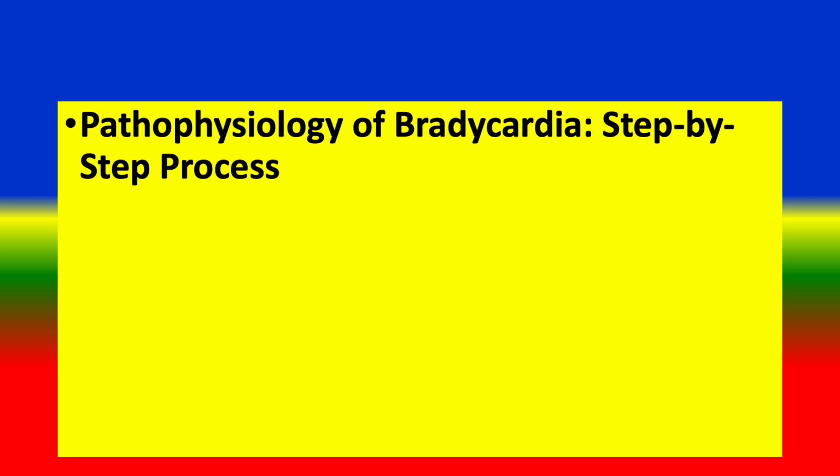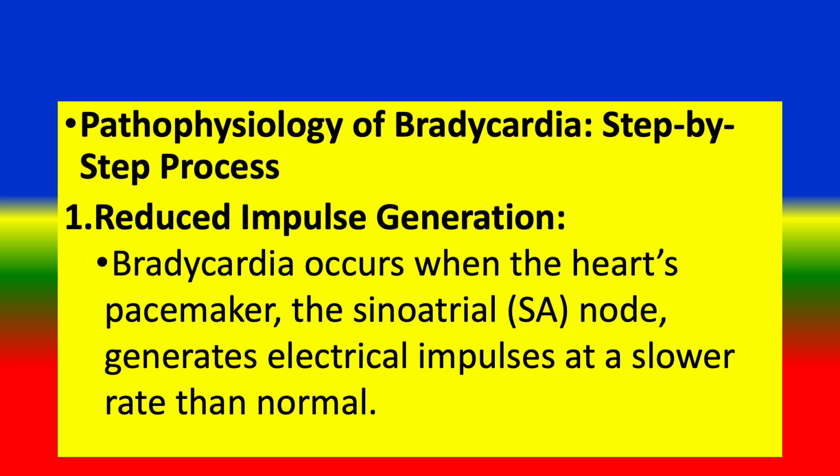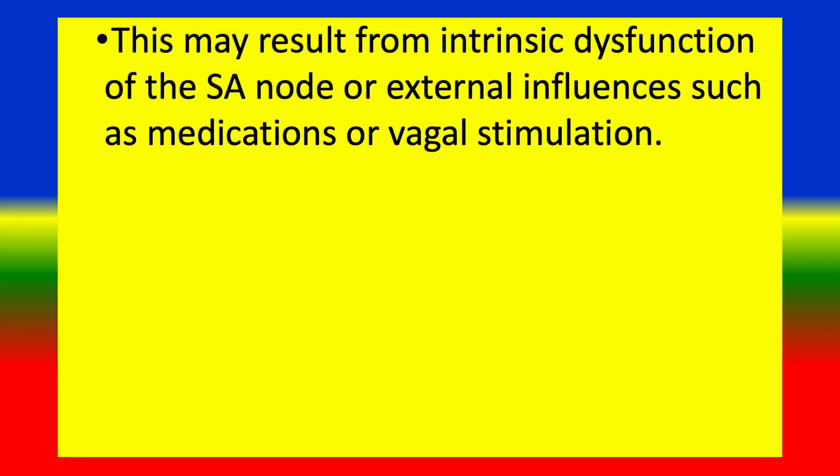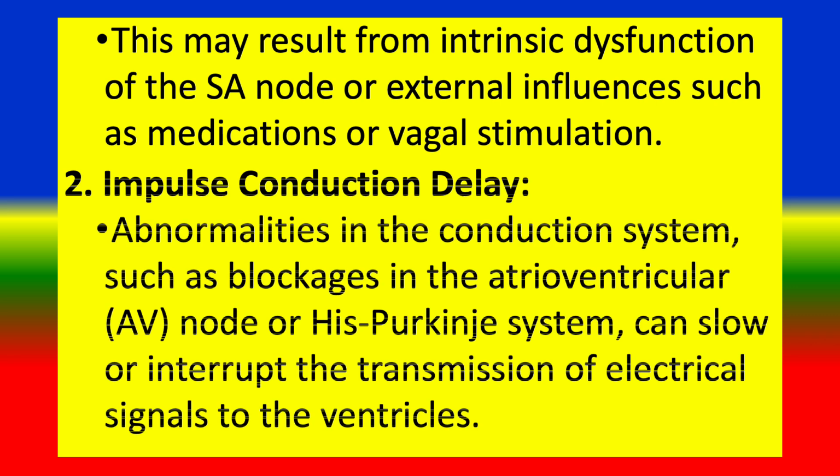Pathophysiology of bradycardia, step-by-step process. First step: reduced impulse generation. Bradycardia occurs when the heart's pacemaker, the sinoatrial node, generates electrical impulses at a slower rate than normal. This may result from intrinsic dysfunction of the SA node or external influences such as medications or vagal stimulation.